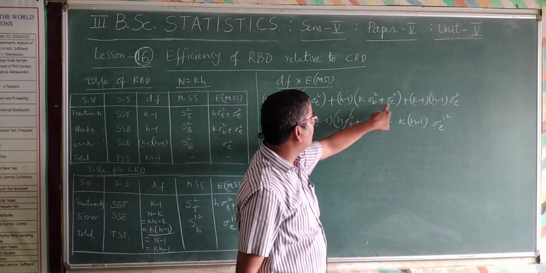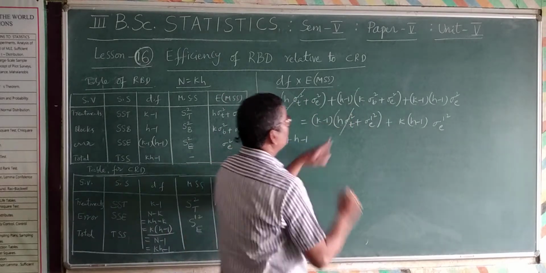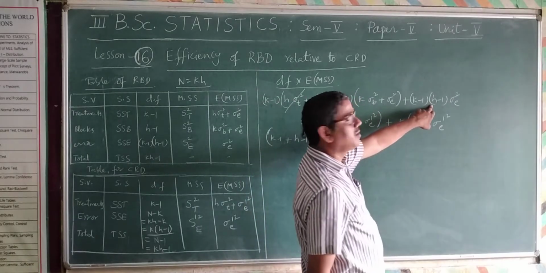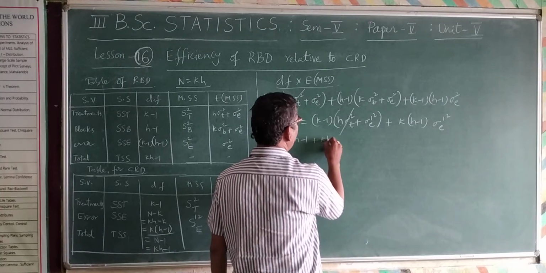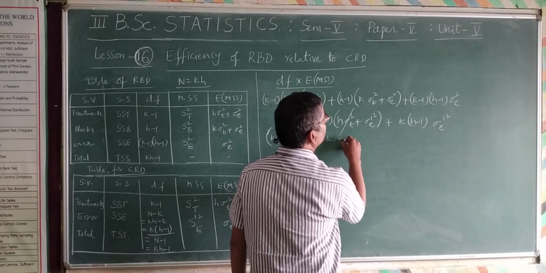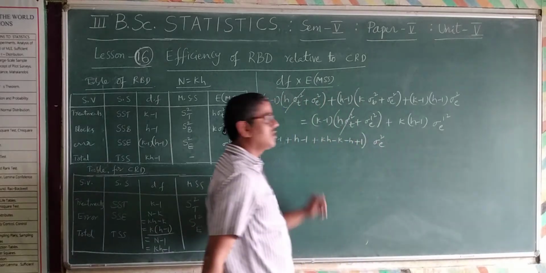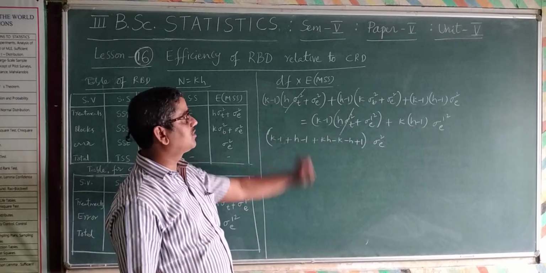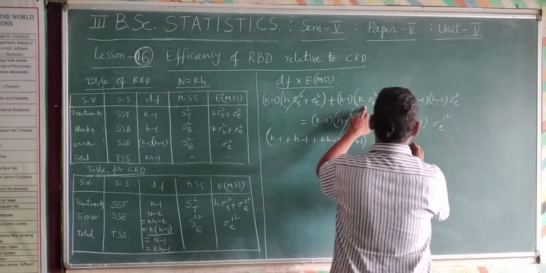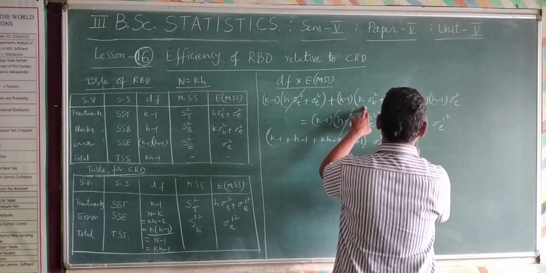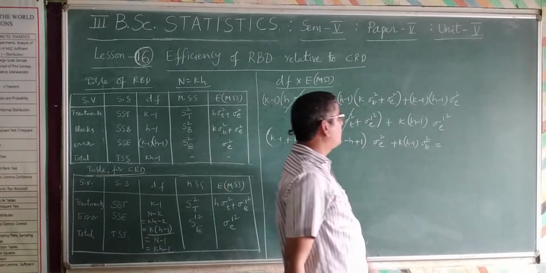So sigma square e again here is multiplied by h minus 1 plus h minus 1. Again we have another particular term of sigma square e, plus k minus 1 into h minus 1, multiplied by kh minus k minus h plus 1, multiplied by sigma square e, which are the terms of sigma square e, finished on the left hand side. And one more term of sigma square b, it is plus k into h minus 1 into sigma square b, is equivalent to the right hand side part.